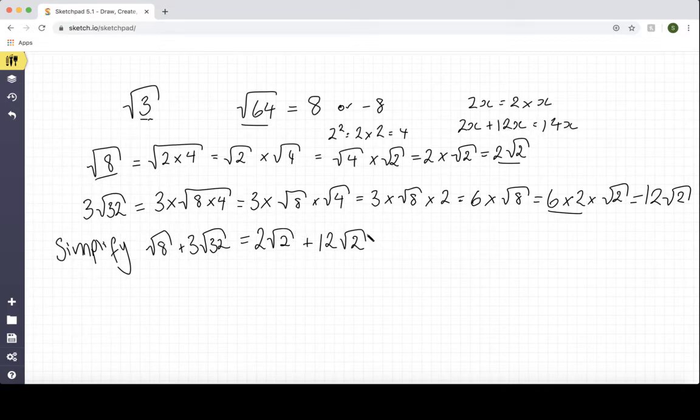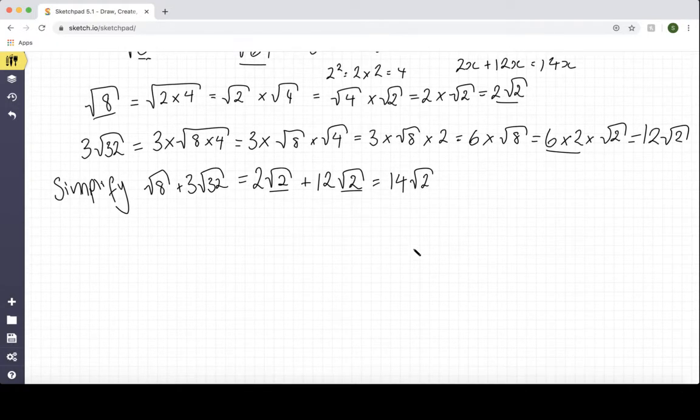And it's exactly the same with surds. As long as these two surds are the same, which they are, because this is root 2 and this is root 2. If it was 2 root 2 plus 12 root 3, then you wouldn't be able to simplify it. But because these are both root 2, you can simplify this as 14 root 2. 2 root 2 plus 12 root 2 is 14 root 2. And that's how you simplify this. So you go through each of the terms, simplify them, and then you should be able to see what their sum is.